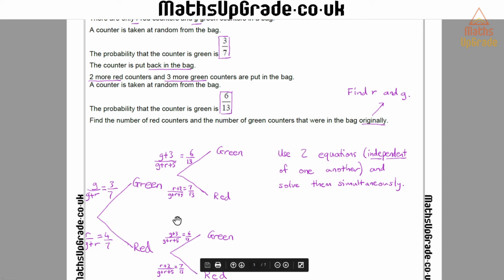These second set of branches are very important. So in the second event, I've got 3 more green counters and 2 more red counters in the bag. So the probability of picking green is now going to be G plus 3 divided by the new total, which is the green plus the red plus the 5 new counters. That equals 6 over 13, since that's what I'm told in the question. For this branch here, the number of red is now increased by 2, and the total is the same as the total on this branch, G plus R plus 5, and that must equal 7/13, since again these two branches must add up to one whole one.